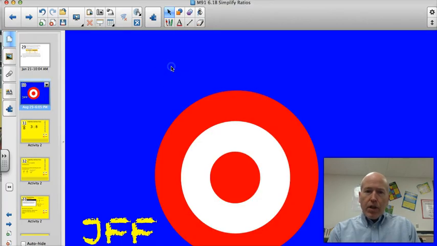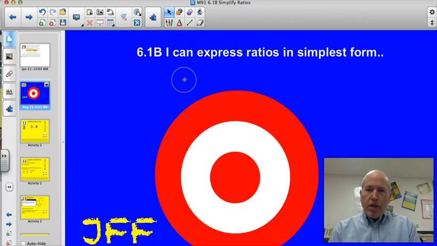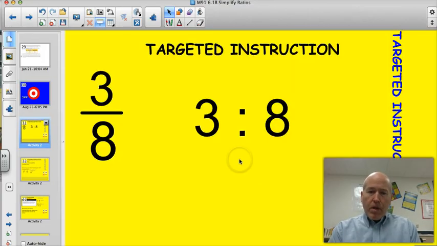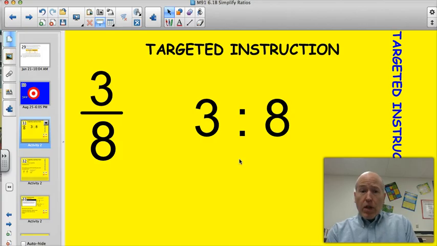Tonight our target officially is 6.1b. I can express ratios in simplest form. Let's do this thing. Before we talk about ratios, I want to look at these two images here.